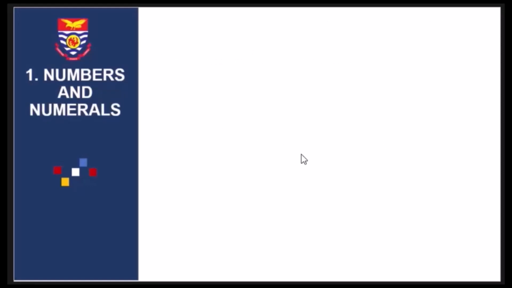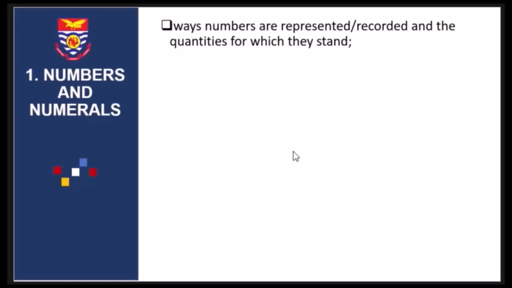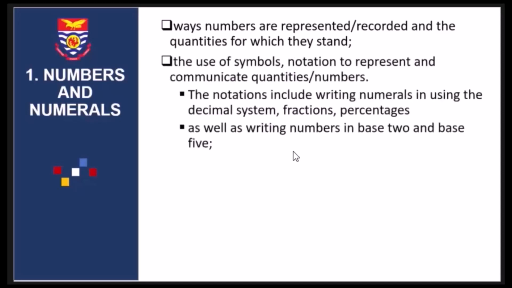The first, numbers and numerals. Let's look at what that content is about. Numbers and numerals basically talks about the ways numbers are represented or recorded and the quantities for which they stand. It covers the use of symbols and notation to represent and communicate quantities or numbers. And when we say notations here, we include the decimal system, fractions, and percentages. For example, 15% can be written as 15 over 100 in fraction form, and as 0.15 in decimal form.